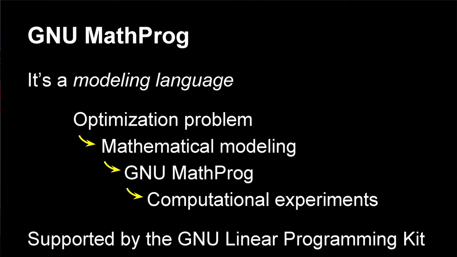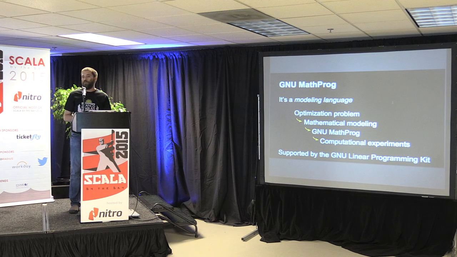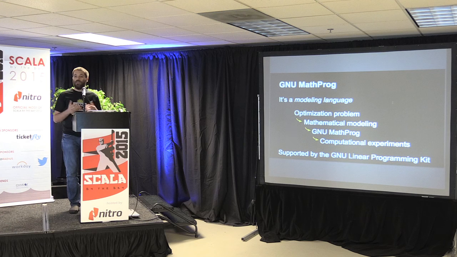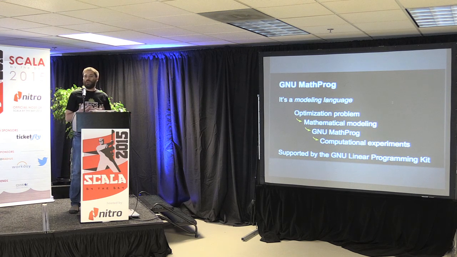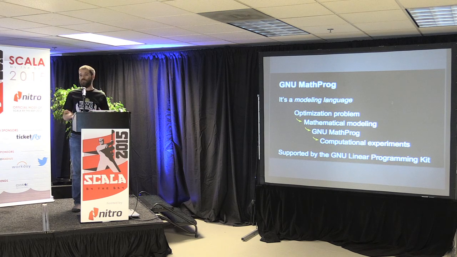For example, in a typical workflow, we can have something like this. We have some optimization problem, some problem for which we want to find the best solution. Then we write a pure mathematical model. Then we write it in some language that can be understood by the computer, and here is where we can use Mathprog. And then we run computational experiments using different data instances. By computational experiments, I mean running some program that knows how to solve these kinds of problems. And these programs are called solvers because of that.